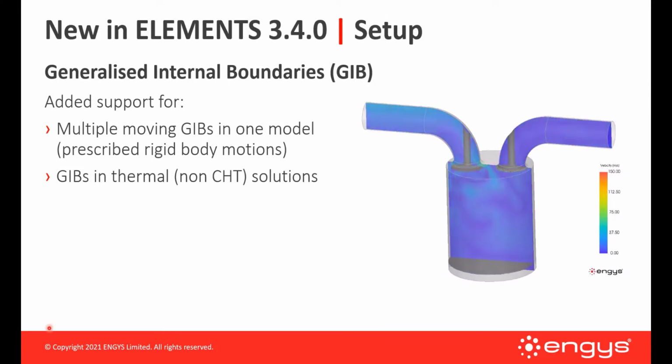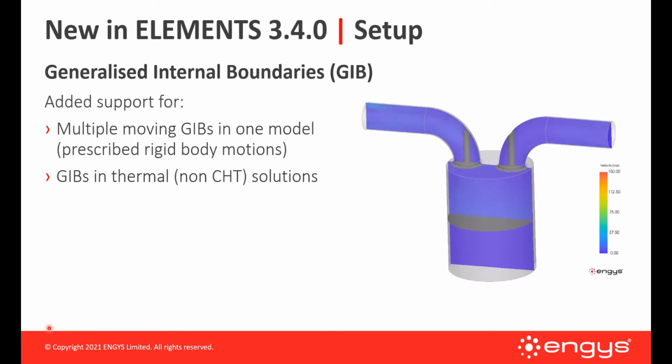Moving now to setup and the work that we have done in this particular set of components in 3.4.0, I'd like to start with the so-called generalized internal boundaries, or GIBs. And this is something we have been presenting over the last 2 years or so. What it enables us to do is to apply standard boundary conditions on internal faces of the mesh. And of course, those internal faces can be moving.